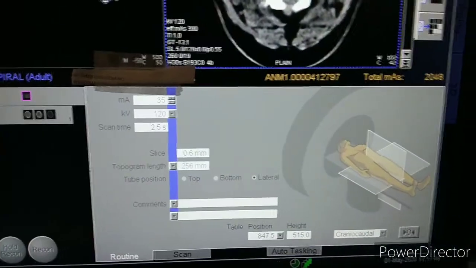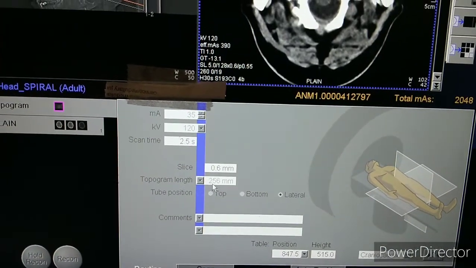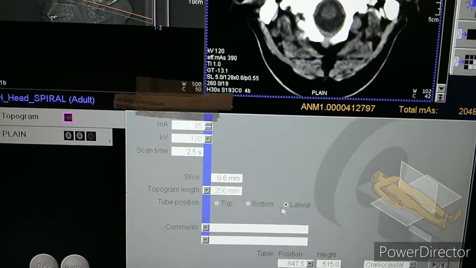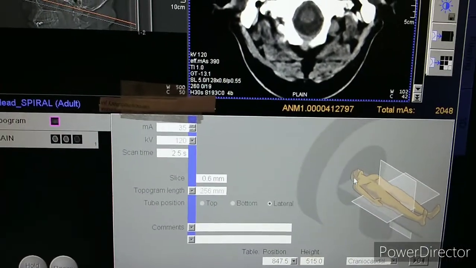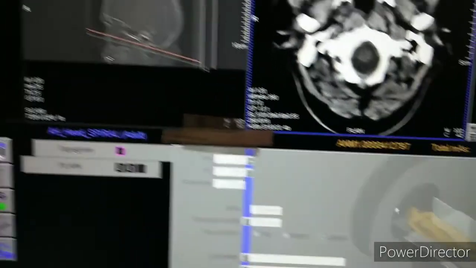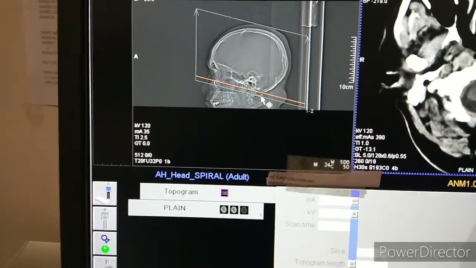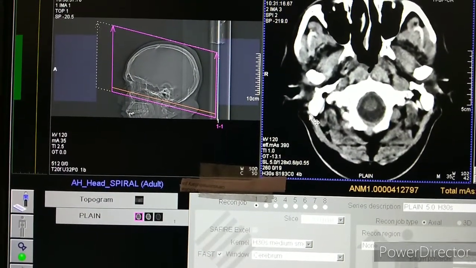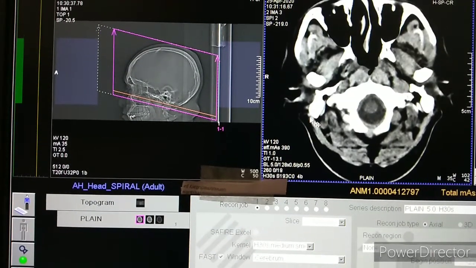For lateral topogram we have to use topogram length, that is 256 millimeter, and we have to use lateral topogram. You can see the position, it is supine head first, and we will get the topogram like this. After taking topogram, we have to plan according to OM line, that is the reference line.